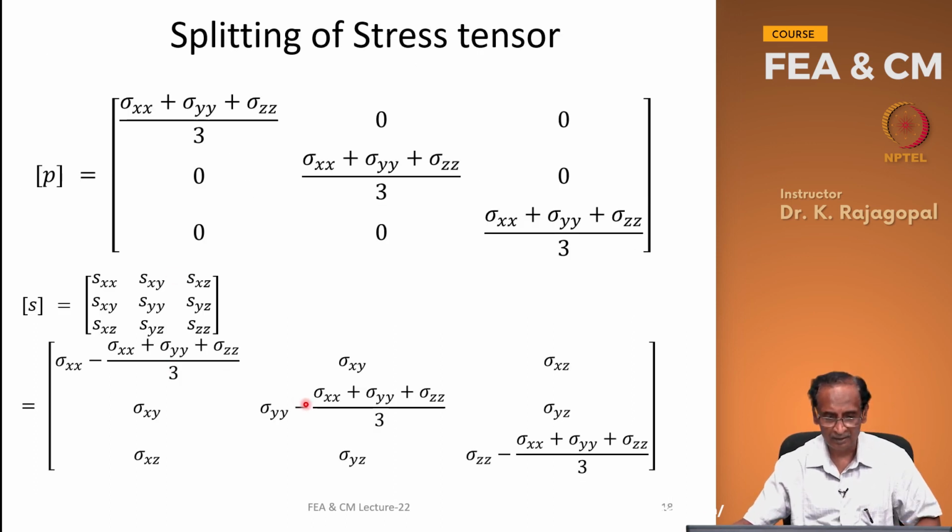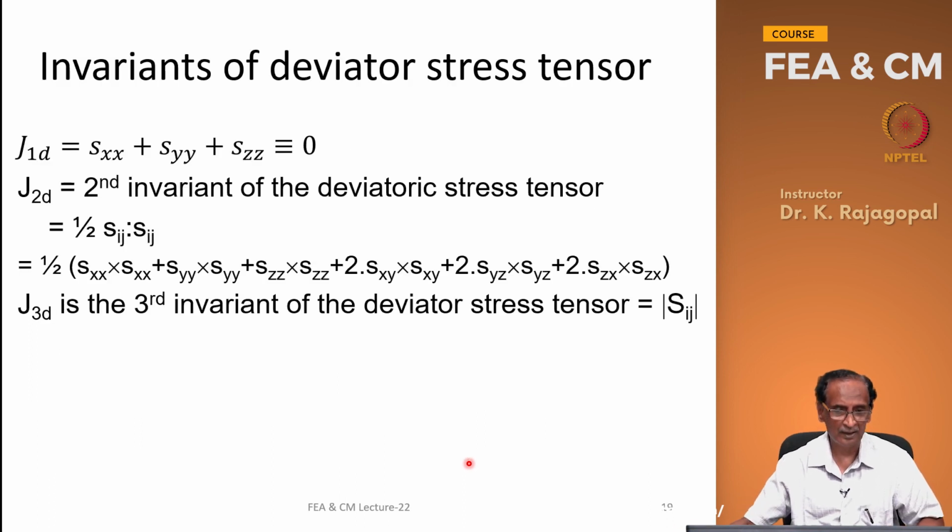If you look at this, these are the 3 normal deviatoric stresses: sigma xx minus J1 by 3, sigma yy minus J1 by 3, sigma zz minus J1 by 3. If you add them up, you get sigma xx plus sigma yy plus sigma zz minus 3 times J1 by 3, that is J1, and J1 is nothing but sigma xx plus sigma yy plus sigma zz. So, J1d is 0, and the subscript d indicates correspondence to the deviatoric stress tensor.